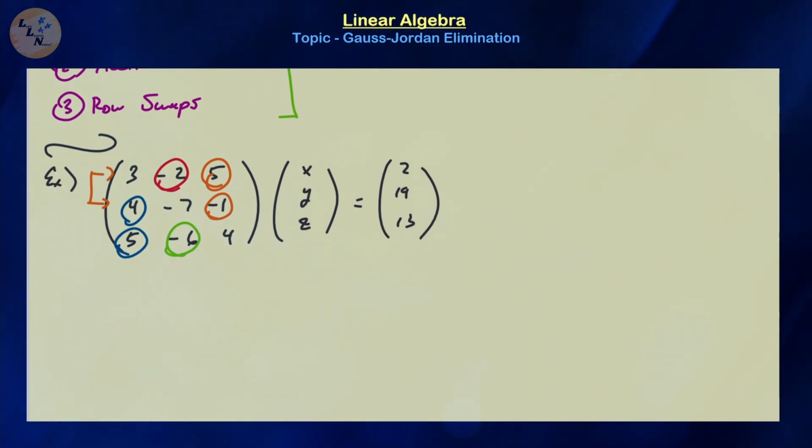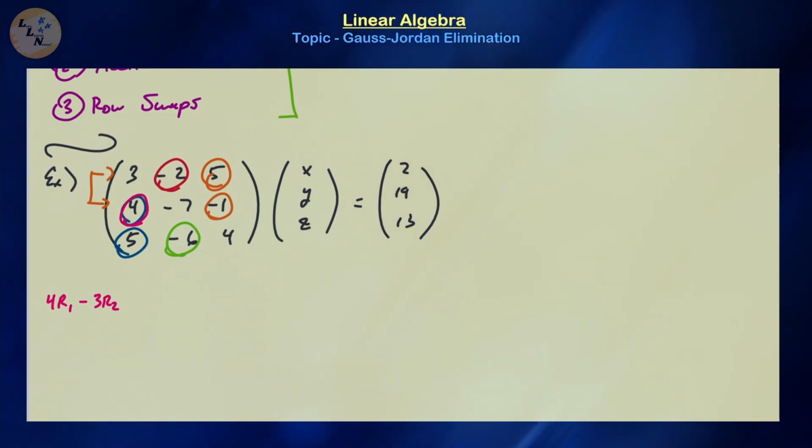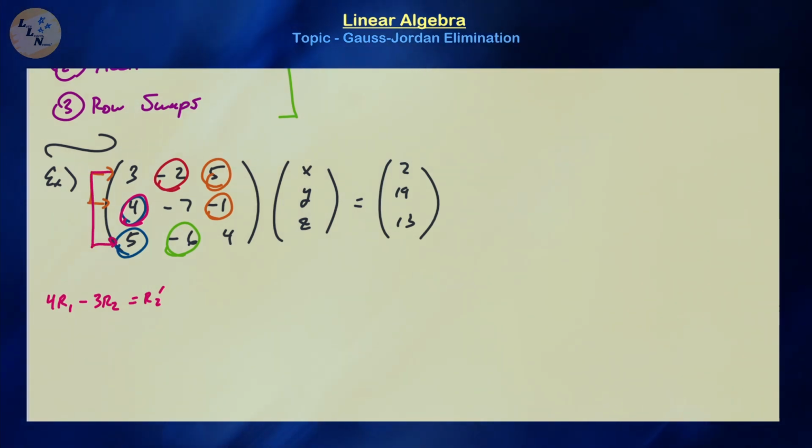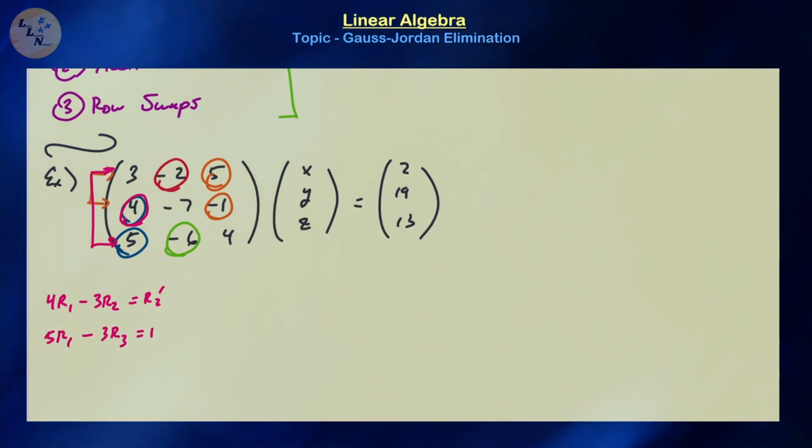So what I can do is 4 times row 1 minus 3 times row 2, and that's going to give me 12 minus 12, which is going to give me 0 in that position where that 4 is. So I'm going to define that to be my new row 2. And then I'm going to do the same for row 1 and row 3. So for example, I'm going to do 5 times row 1 minus 3 times row 3, and that's going to generate my new row 3.